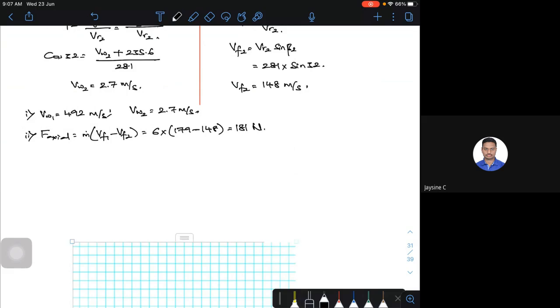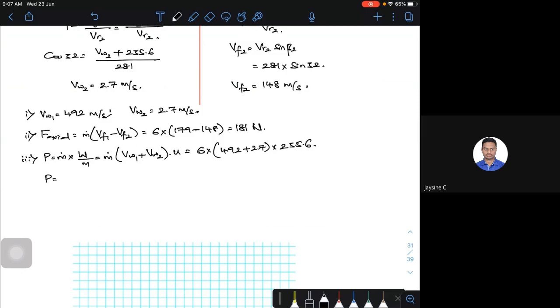How to find the work done? Simple. Power is nothing but mass flow rate into work done per unit mass. Already we have the formula, that is m dot into VW1 plus VW2, as I told you they are in opposite directions, into U. So m dot is 6 into VW1, 492, plus 2.7, into your U, 235.6. So this will be so many kilowatts.